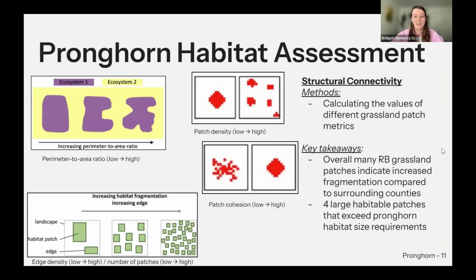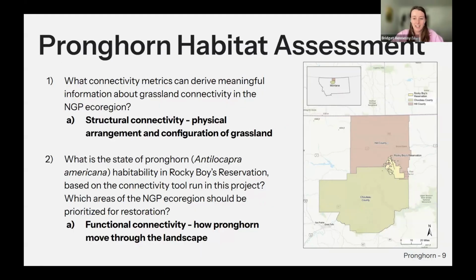Our study area was focused on Rocky Boys Reservation. So throughout the analysis, we expanded it to the surrounding counties of Hill and Chouteau to be able to compare Rocky Boys connectivity to those areas and get perspective into how grassland is shaped throughout the entire landscape.